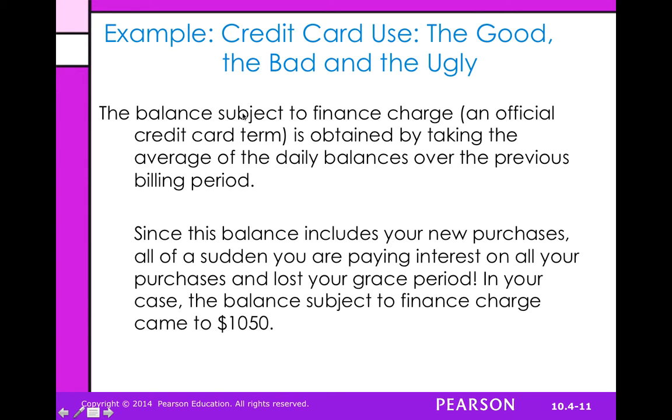The balance subject to finance charge, which is a mouthful, but that's what credit cards call it, is obtained by taking the average of the daily balances over the previous billing period. So this is not super difficult to calculate, but your book has several examples where they just write out this average. So in the interest of time, I'm not going to go through the calculation here because I don't want you watching a video that's an hour long. But if you're confused by what your book says about the actual calculation of that 1050, you must of course let me know.